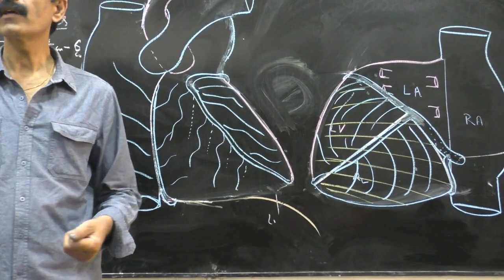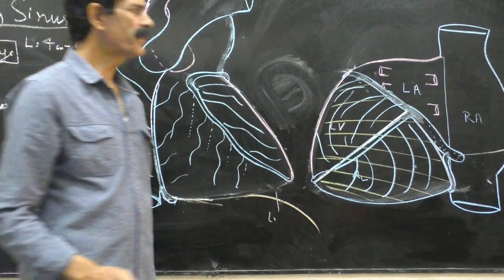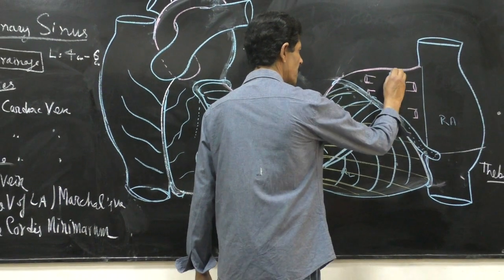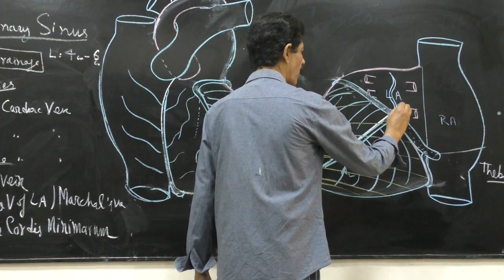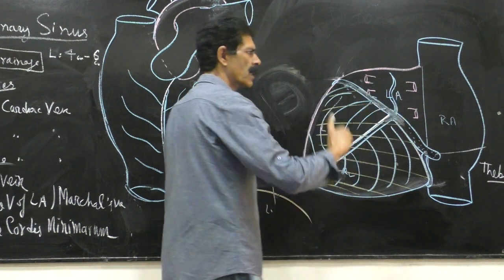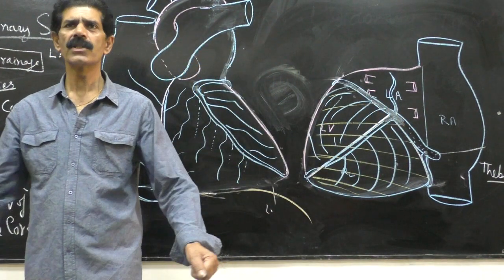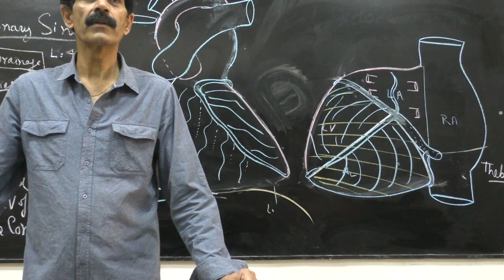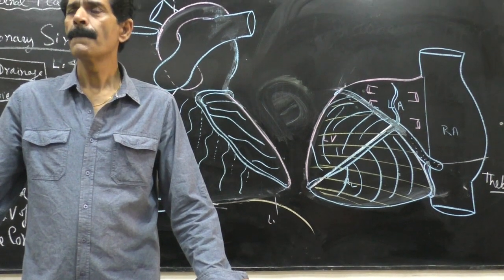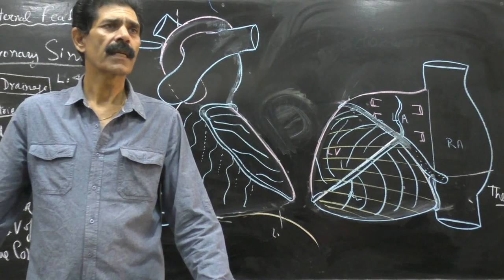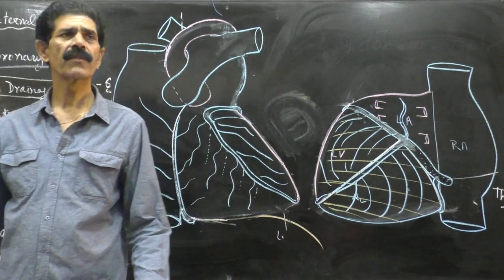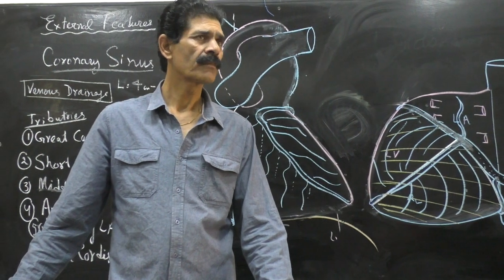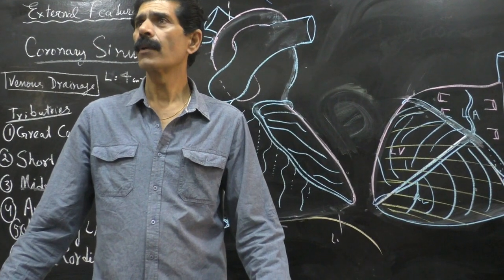Then comes the oblique vein of Marshall. As the name suggests, it runs obliquely and it opens into the coronary sinus. So it is a remnant of the embryological venous drainage. When we do the embryology, next we will be starting the embryology of the thorax and the heart after finishing with the thorax. Then we will do this vein in detail. So it is related to the embryological development.